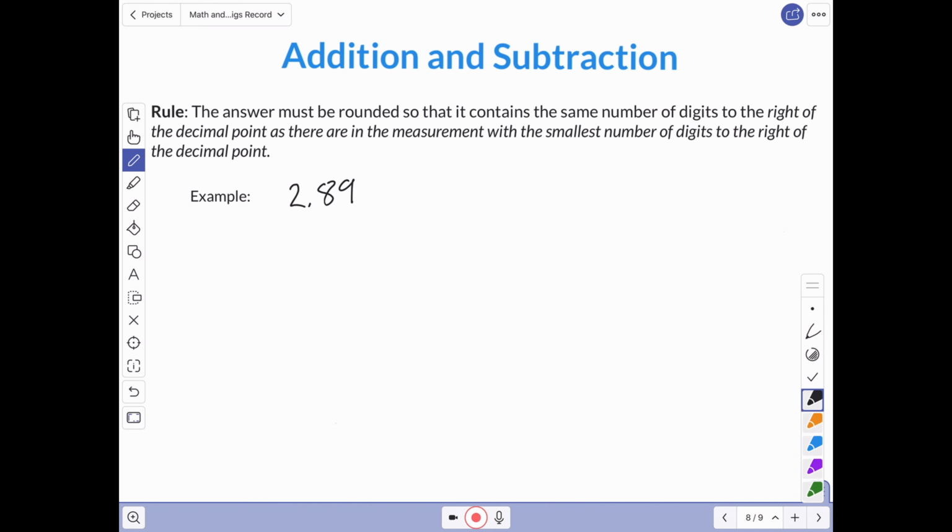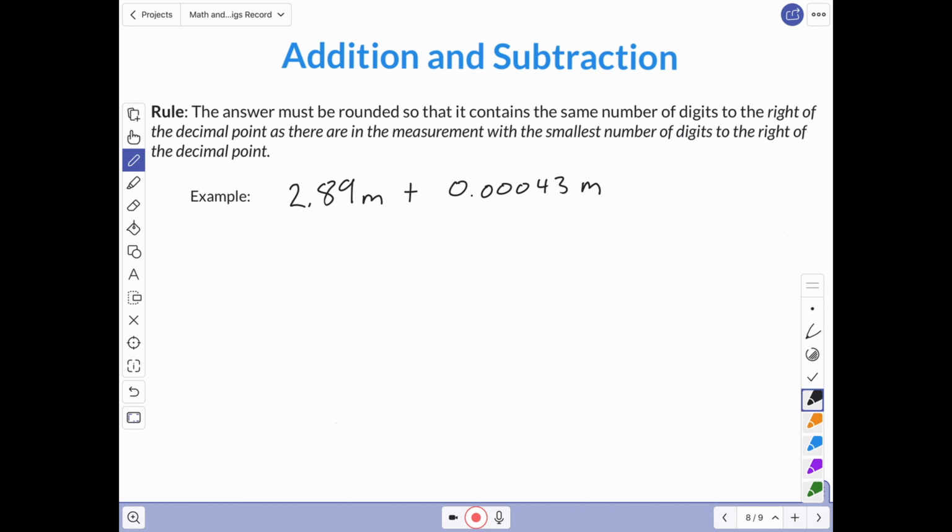2.89 meters. And this works with subtraction as well. I'm just going to do addition in this example. And 0.00043 meters. Now, here's the thing. In order for this to work, we have to force ourselves to do our addition vertically.